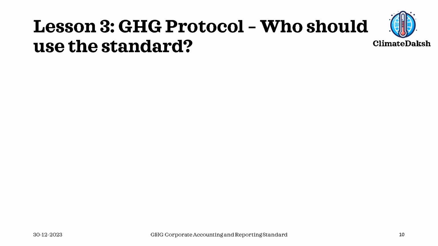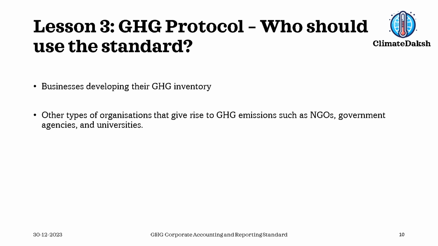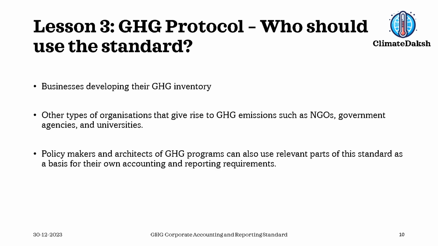Now, who should use the standard? The standard is written primarily from the perspective of a business developing a GHG inventory. However, it applies equally to other types of organizations with operations that give rise to GHG emissions, for example, NGOs, government agencies, and universities. However, it should not be used to quantify the reductions associated with greenhouse gas mitigation projects for use as offsets or credits. A forthcoming GHG Protocol project quantification standard will provide the standards and guidance for this purpose.